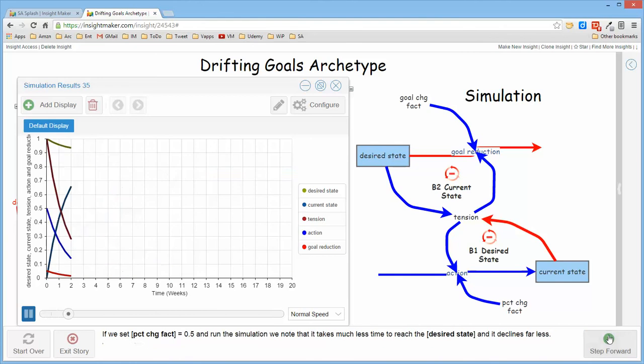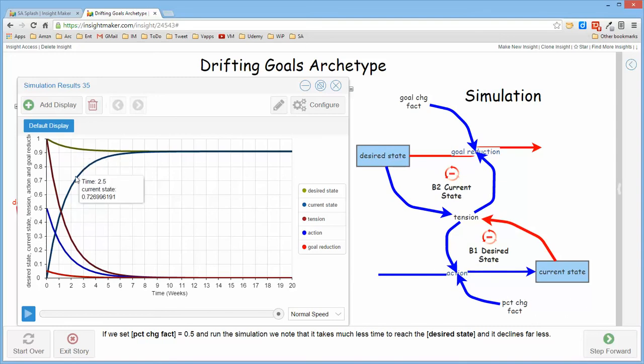Now, if I go ahead and alter this again and change the percent change factor to 0.5, it says that I'm approaching the goal, the amount of activity, the action resulting from the tension is much larger, and therefore I approach the goal much quicker, so there isn't as much time for it to delay or drift over time. So what this points out is that it's apparent that the goal drifts, and it depends upon the time that it takes, so that if I can do this faster, there's less opportunity for it to drift.